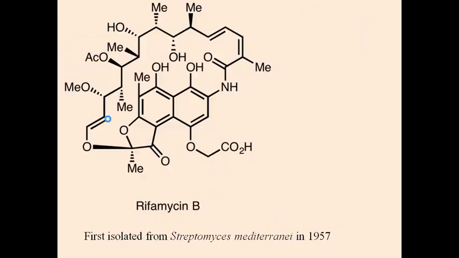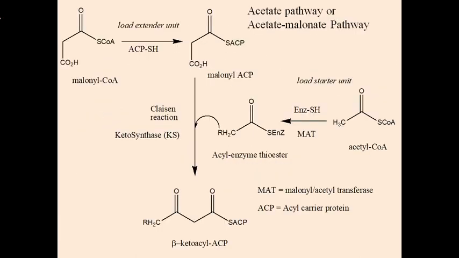And the main reaction, what actually happens, is this. Malonyl coenzyme A first reacts with thio-ACP, and it forms malonyl ACP. And on the other side, the other acetyl coenzyme A reacts with thioenzyme, and the product formed is acyl. You can call it acyl enzyme, and they are bound together by a thioester bond. That's why it is called acyl enzyme thioester. And now the reaction will carry out.